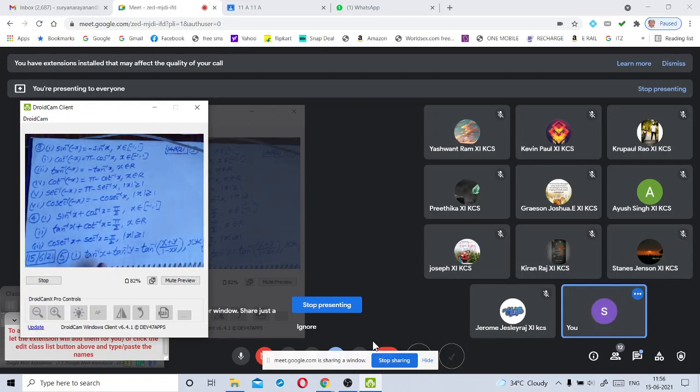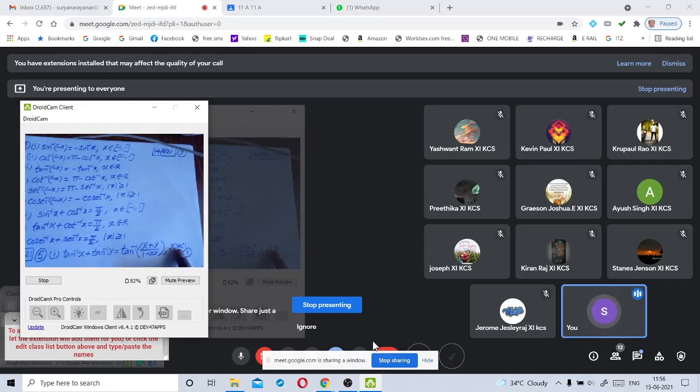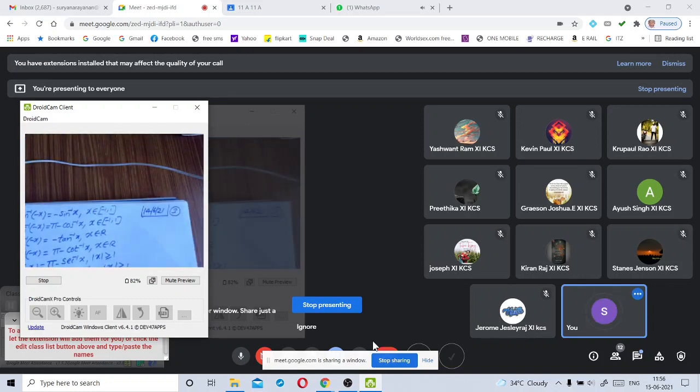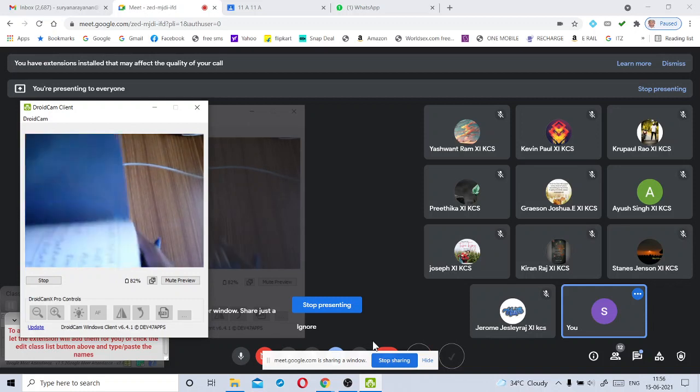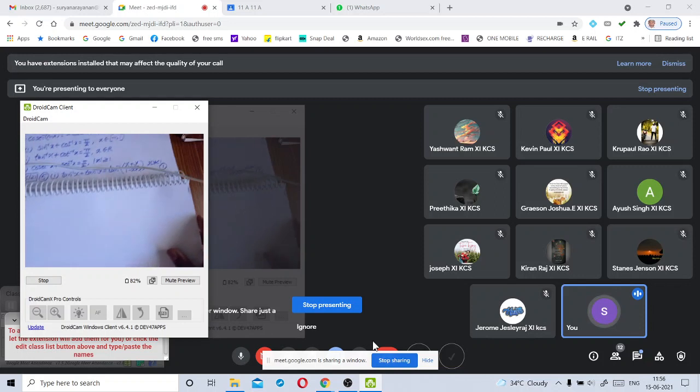I will prove this property, but in the examination they will not ask you to prove this property. Okay, my dear children. Tan inverse x plus tan inverse y is equal to tan inverse of (x plus y) by (1 minus xy) when xy is less than 1. Now let us consider tan inverse x.